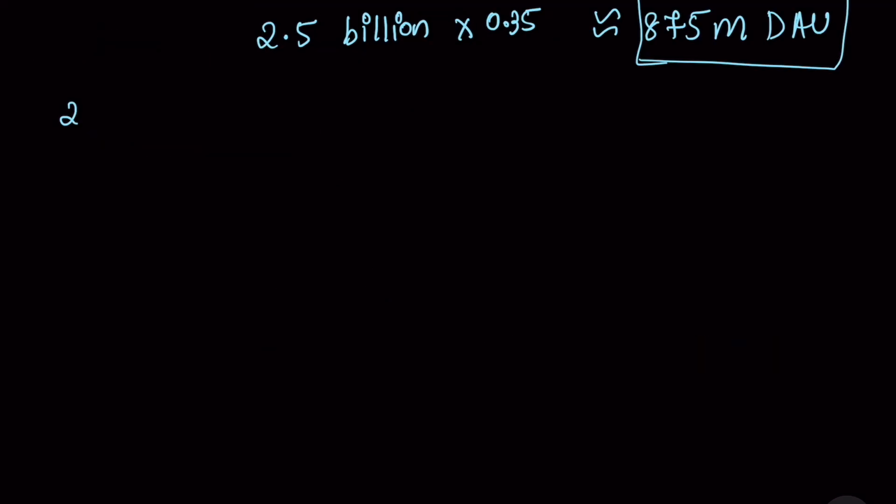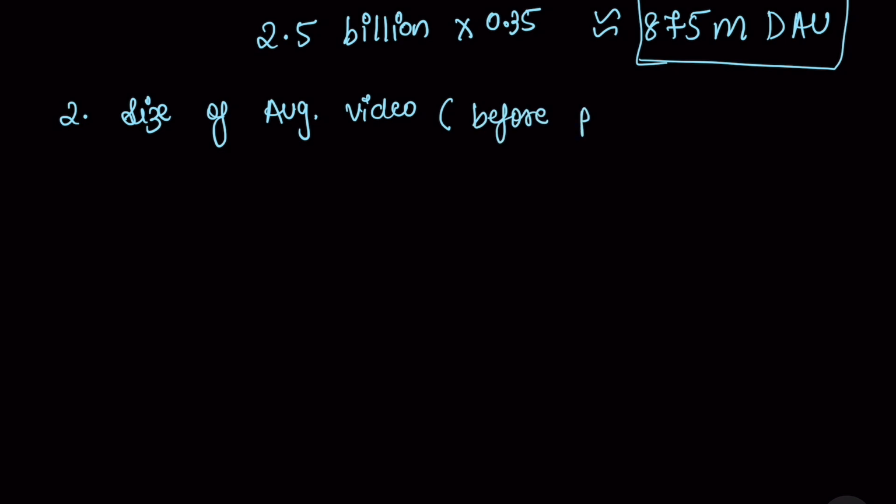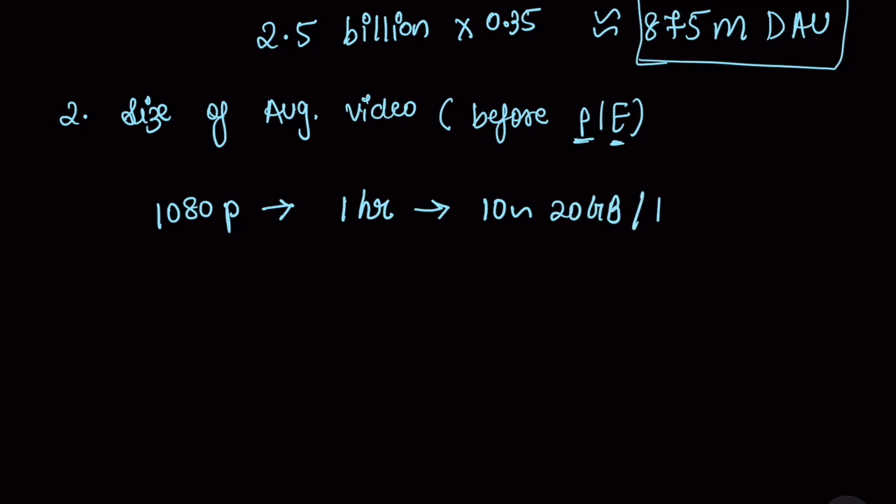Then the second thing we calculate is the size of an average video, and we are doing this before the processing and encoding, or PE. So let's suppose before processing, a 1080p raw format with no compression, 1 hour of video is generally much larger because of its higher bitrate. It's nearly about 10 to 20 GB per hour. So let's assume the average size of the video before encoding is 15 GB per hour.